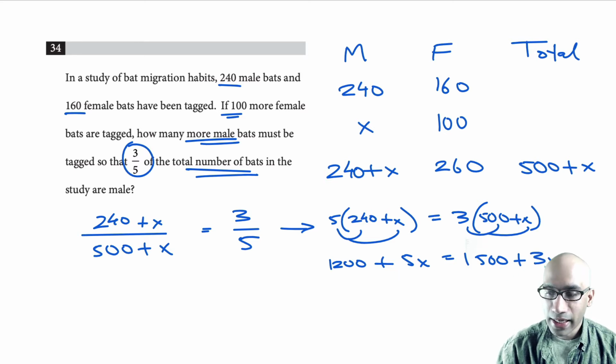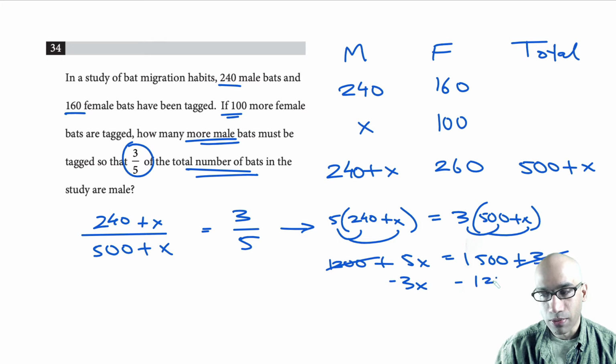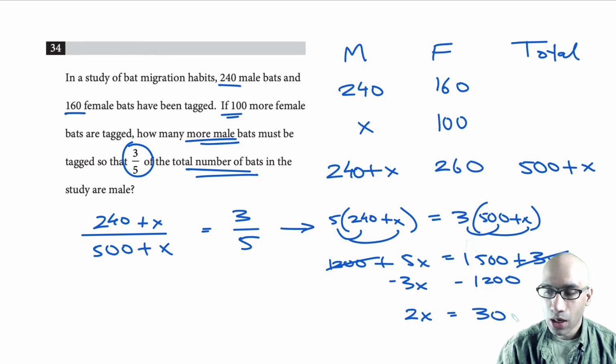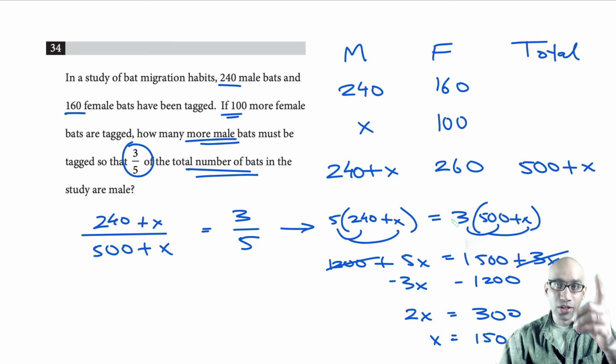Now, simple idea, just move the 3X to the other side, subtract by 3X. So this goes away and you get a negative 3X here. And 1200 you move to the other side, comes like this. Simplify it to get 2X is equal to 1500 minus 1200 is 300, or X is equal to 300 over 2, which is 150. Now, here's the most important step.